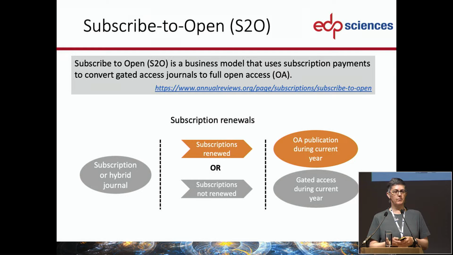So this diagram can summarize how it works. You take a subscription journal in year 1. It goes through the subscription renewal campaign. We approach the same libraries with the same processes, either through agencies or directly with libraries, sometimes even individuals. We ask them if they would like to renew their subscription. If enough subscriptions are renewed, the publisher makes a commitment to publish the content in open access during the current year. And this is reviewed every year. And of course, if the subscriptions are not renewed, nothing changes. The journal remains in gated access, and the proposition is renewed again the next year.